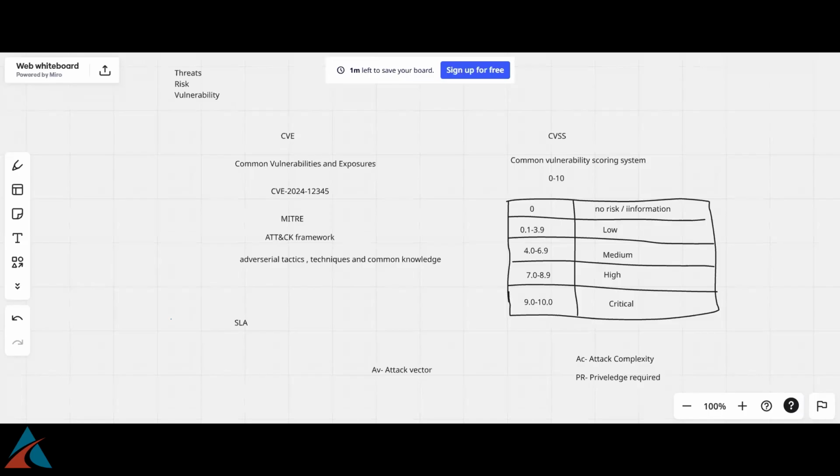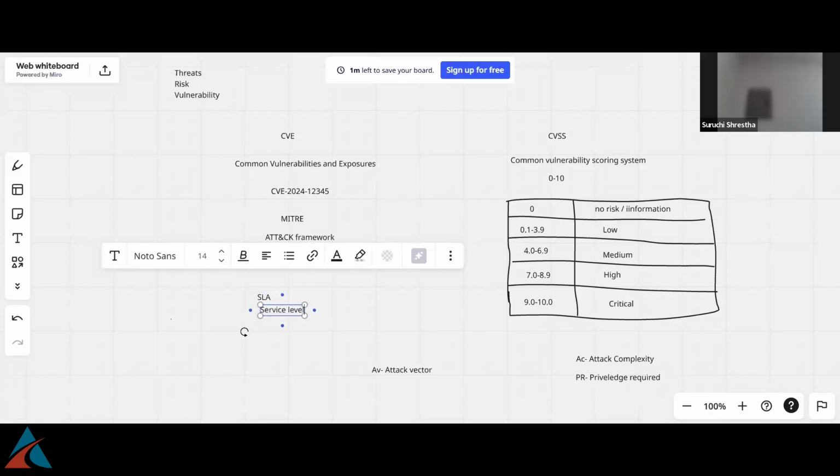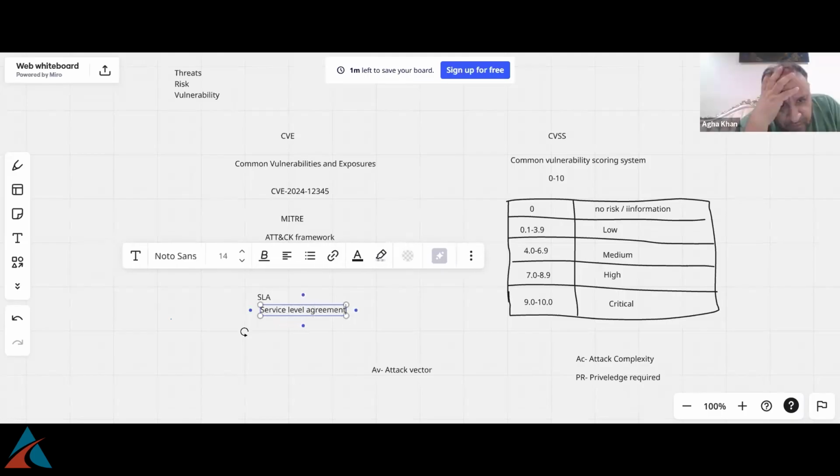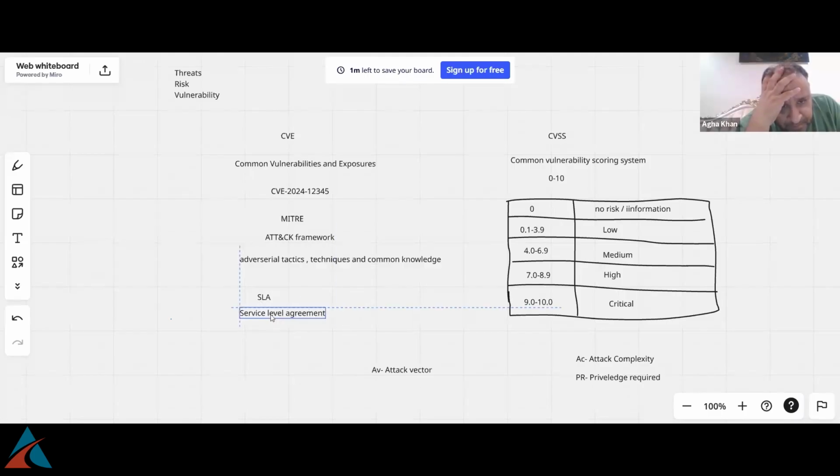Let's talk about SLA. SLA means service level agreement. When you start working, I don't know if you have heard of this term. For those who are working, they might be familiar with the term service level agreement. But for those who have a non-technical background, this might be a new concept for you.